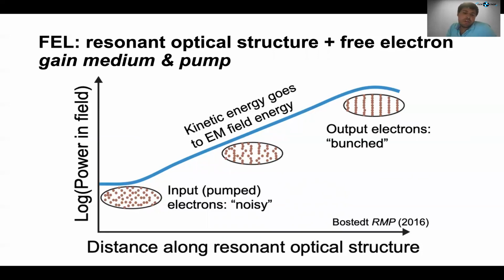The electrons that come in are typically quite noisy. They're emitted from the electron gun according to shot noise. That means that their initial positions are random, and that means that their initial phases in the electromagnetic wave are also random. But once these electrons start to emit and their kinetic energy starts to go to the energy of the electromagnetic field, this starts to change. The electrons start to synchronize and become orderly.